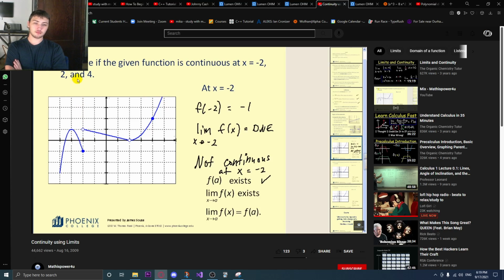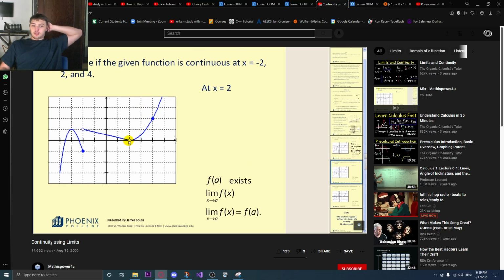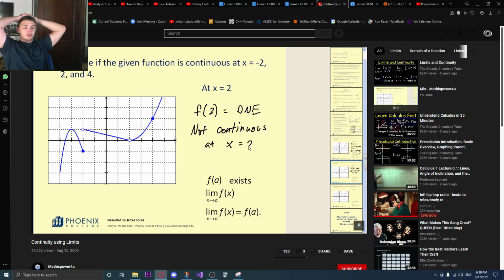Let's now consider this function at x = 2. So now we're concerned about the function at this point. So again, we must satisfy these three conditions, and right off we can say that f(2) does not exist. Therefore, we have a function that is not continuous at x = 2. But the type of discontinuity here is removable. If we were to redefine f(2), we could make this function continuous.